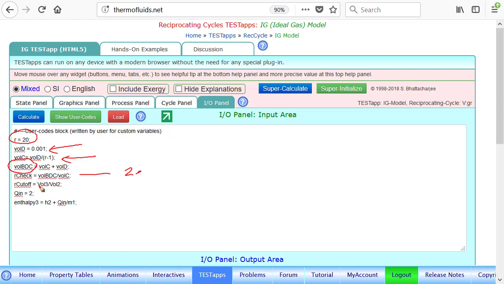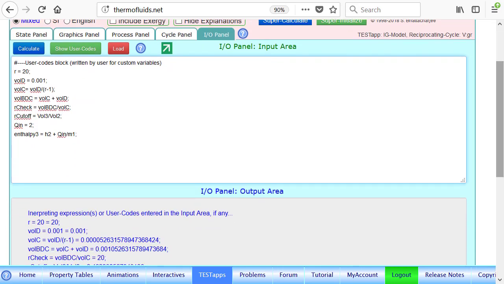And then we can find the cutoff ratio from the volume ratio of state 3 to state 2, and Q in is given to us, and this is the enthalpy equation that I talked about that we are going to use for state 3. So first thing, as you click calculate, of course we already solved. You can see our check is 20 just like we anticipated, so we didn't make any mistake in our equations.